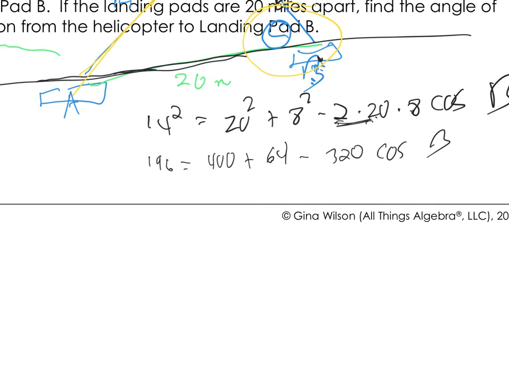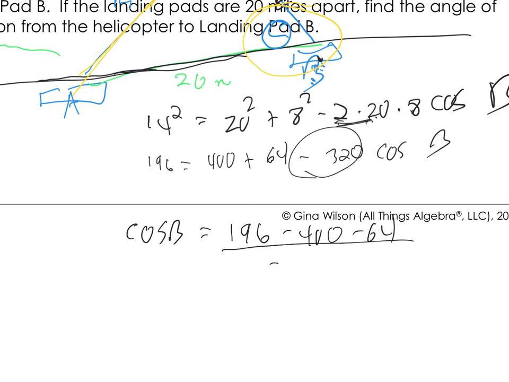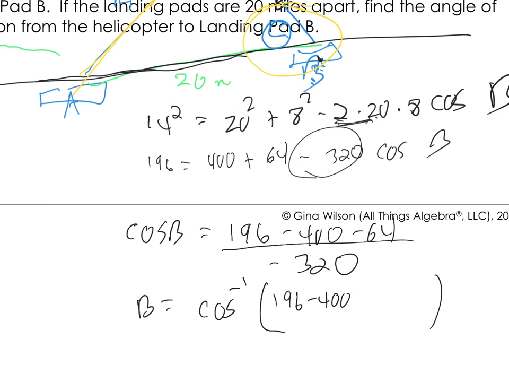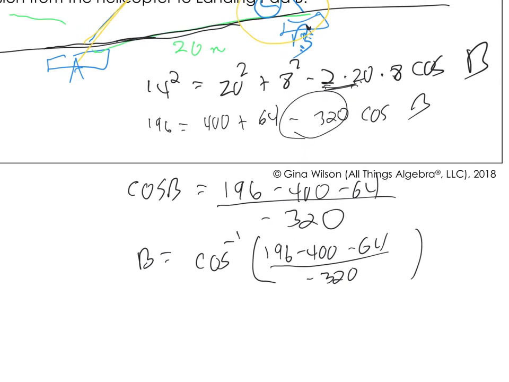So just setting it up for you. And you don't have to set it up the way I do it. I'm just showing off, showing you how smart I am. I know that cosine of B will be equal to 196 minus 400 minus 64, all divided by negative 320. So then B must be the arc cosine, or the inverse cosine, of 196 minus 400, was it? Yeah, 400. I forgot. Minus 64 divided by negative 320. Let me double check my thought process up there. Yeah, 4 times 8 was 32 with a 0. Yeah, 320. So I think that will be the answer.